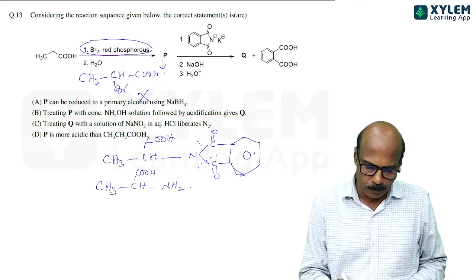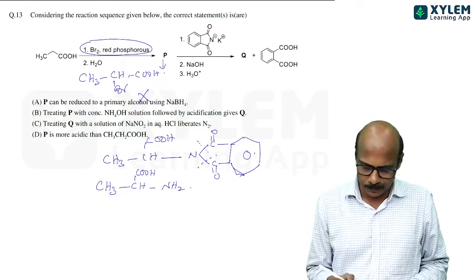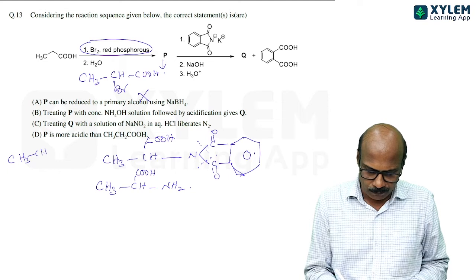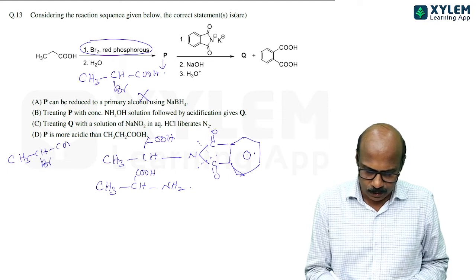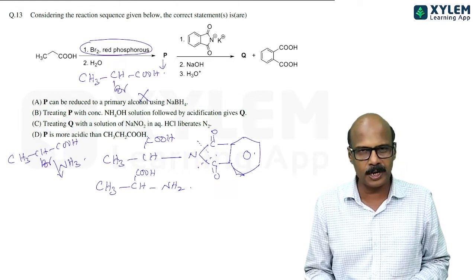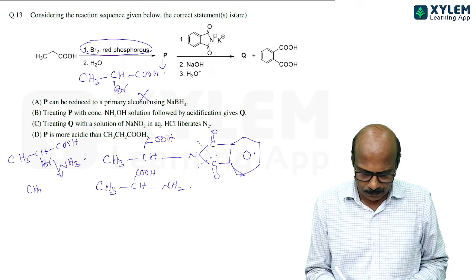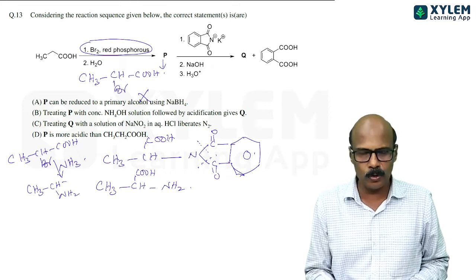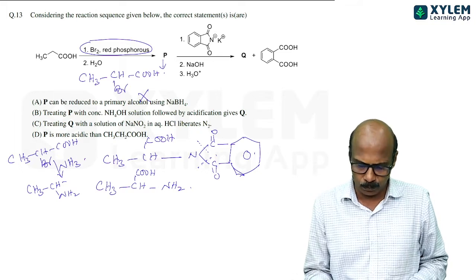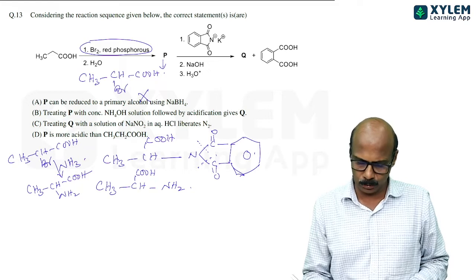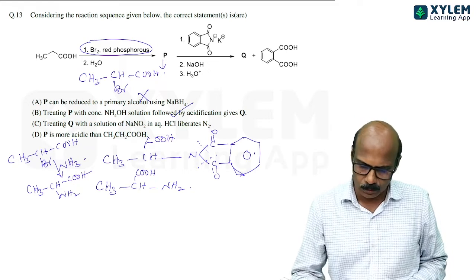Treating P with the ammonia solution, no doubt. You know that when ammonia is treated with alpha halo acid, you will get alpha amino acids. So, concentrated ammonium hydroxide means ammonia solution. You can replace bromine with NH2, along with, no doubt, COOH becoming COONH4. Followed by acidification, you will get back the COOH group. So, that statement is also correct.